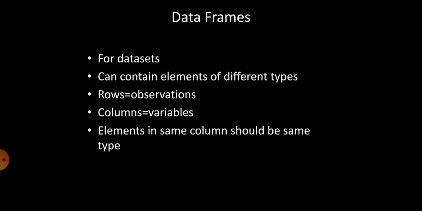In data frames, we can create a data set which can have columns of different data types and can contain elements of different data types. Here we can have rows for various observations and the columns can represent the variables. But here also we have one restriction, that the elements in the same column should be of the same data type.